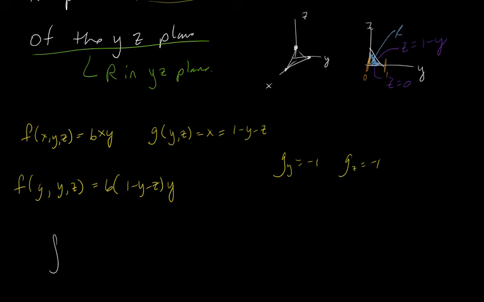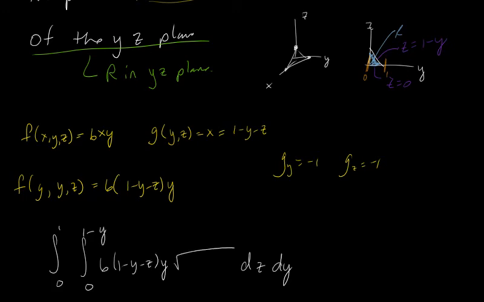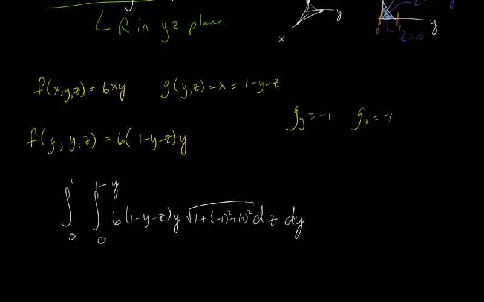So the integral, y is going to be going from 0 to 1. Z is going to be going from 0 to 1 minus y. Okay, so then we're integrating first with respect to z, then with respect to y. Our function value we already have, that's 6 times 1 minus y minus z times y times the square root of 1 plus -1 squared, that's gy, plus -1 squared again, that's gz. Okay, that doesn't look anything like -1. Let's try again, -1, there we go.